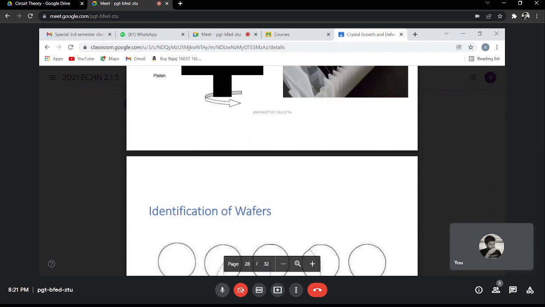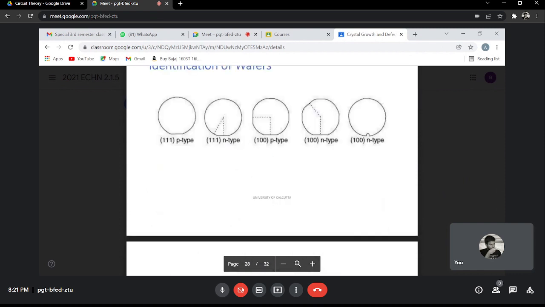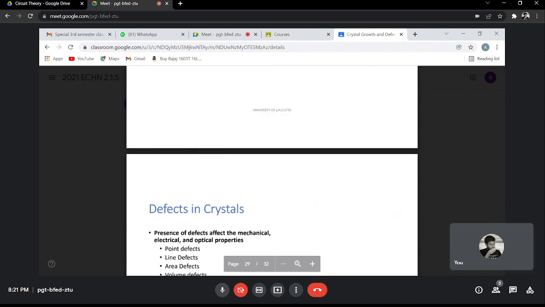so that is that, and then you develop notches or something like this so that you know what is n type, what is p type, whatever. So that is just the knowledge.